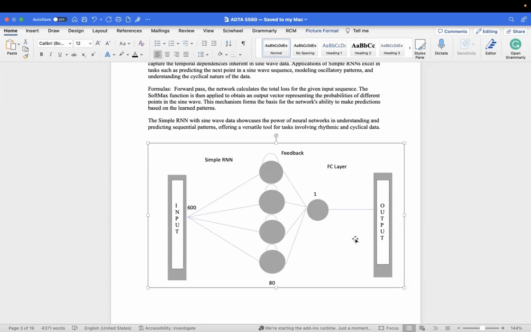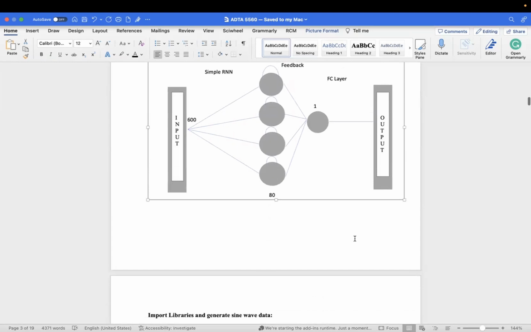There are two formulas for it, the forward pass and the softmax function. The network calculates the total loss for the input sequence. It's like checking how well it's doing in understanding the ups and downs of the sine wave data. And the softmax function is a master at conducting the probabilities of different points in the sine wave, as the network's way of saying.